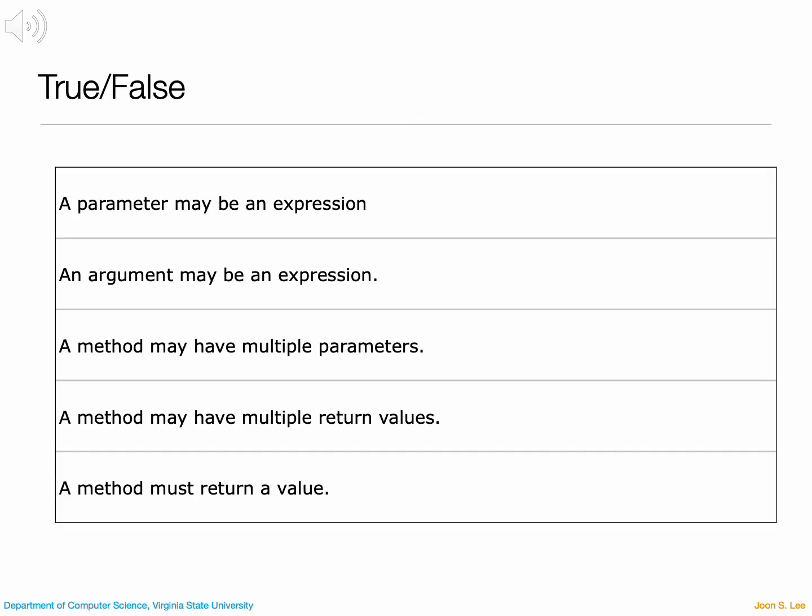Let's do a quick true or false check. First, a parameter may be an expression. This is false. Parameters are variables defined in the method header. Second, an argument may be an expression. This is true. Arguments can be values, variables, or expressions like x plus 1. Third, a method may have multiple parameters. True. Fourth, a method may have multiple return values. False. And finally, a method must return a value. False. Methods with return type void do not return a value.